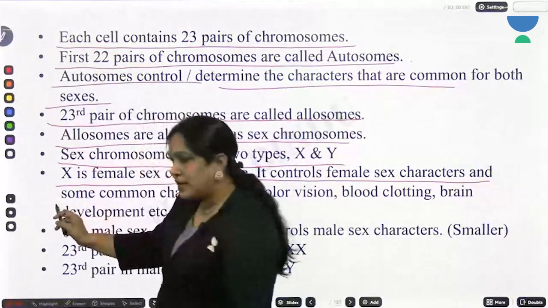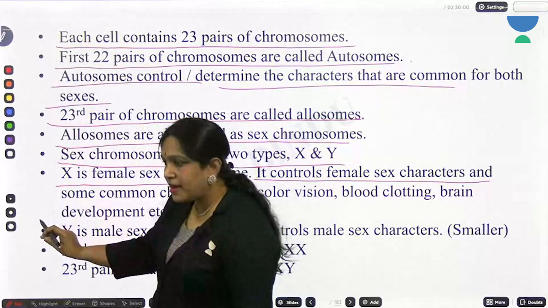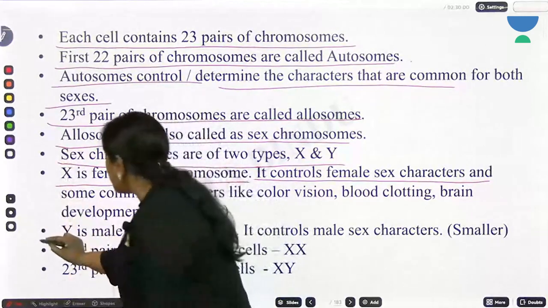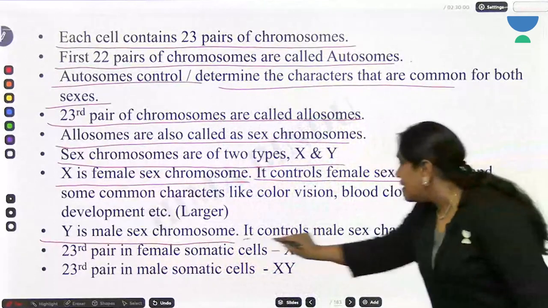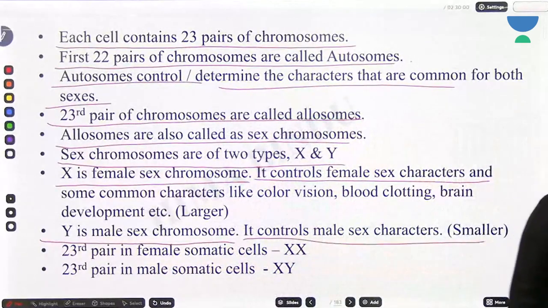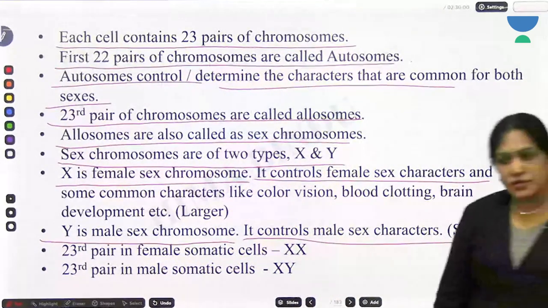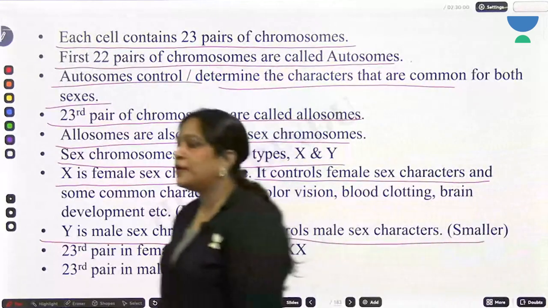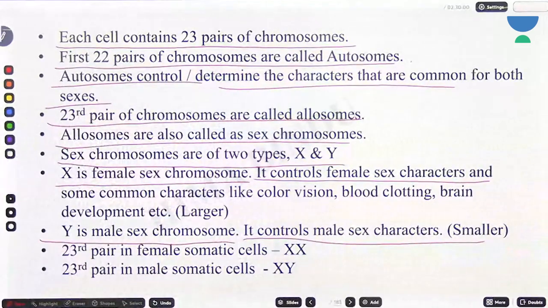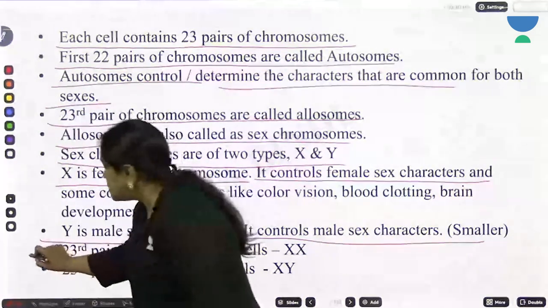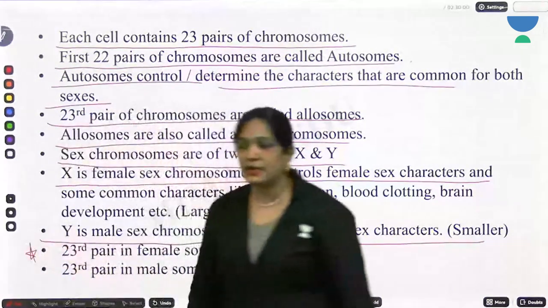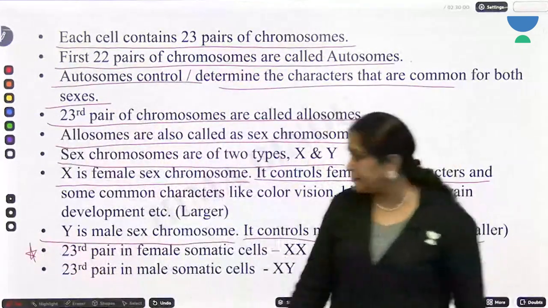This sentence I did not underline, so leave it. I will come back to this sentence later. Coming to this, Y is the male sex chromosome. What does it mean? It controls male sex characters. I mean testis, testosterone hormone, sperm production, whatever is related to male sex characteristics. They are all controlled by the Y chromosome. Clear till now? Then this point is a little complicated to understand, so complete focus here.